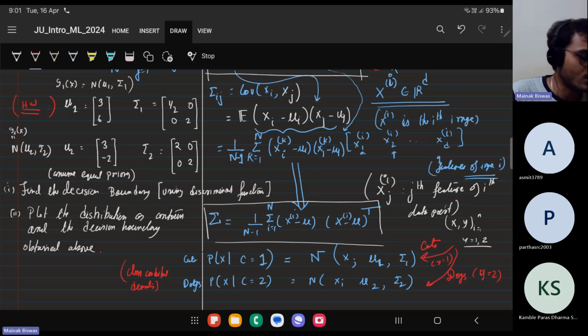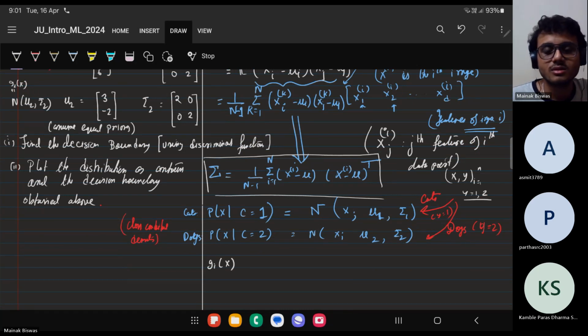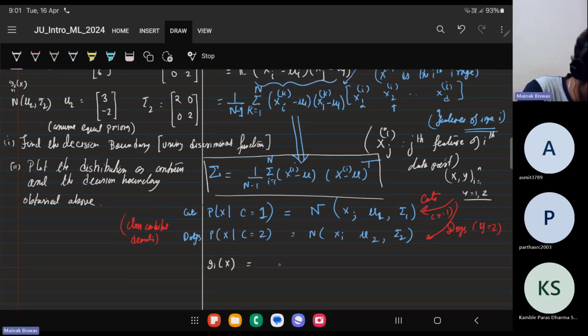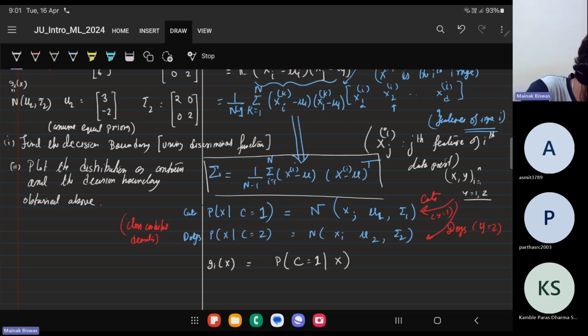Okay, so once you have calculated this, what is gi of x? Gi of x is the probability of c equal to 1 given x, right? Everyone, this is what we defined g of i, the discriminant function, as.